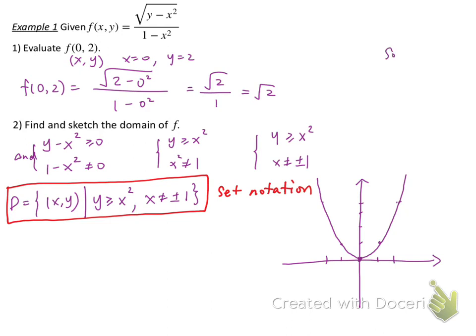Solid line means included, and dotted line means not included, okay, as lines. And of course as points, included we use a solid point, and an open circle is excluded.